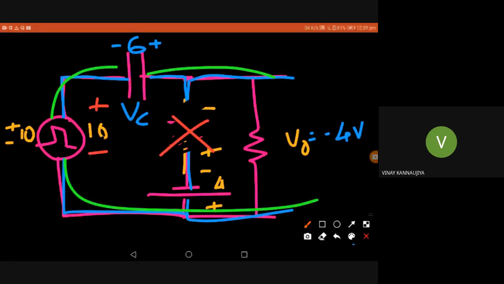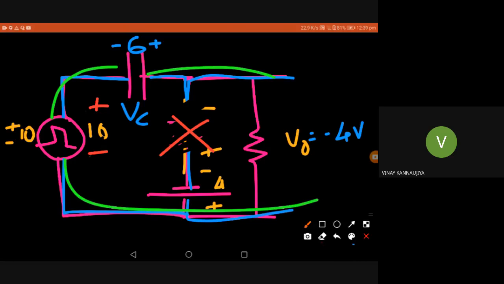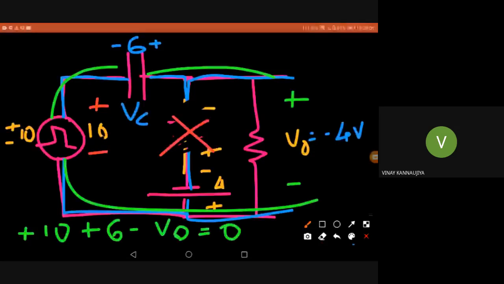Now just write the Kirchhoff law: minus to plus 10, minus to plus 6 VC, again plus 6, input VO, I assume plus minus initially, so minus V0 equal to 0. So let's see what V0 is. V0 will be 16 volt. So in the positive cycle, I got V0 equal to 16 volt.